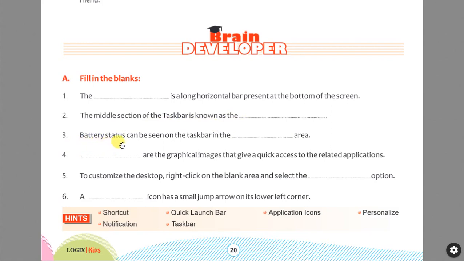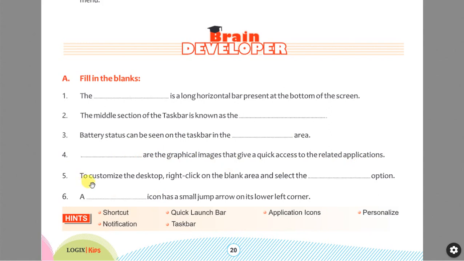Third question, battery status can be seen on the taskbar in the dash area. Answer is notification area. Battery status can be seen on the taskbar in the notification area. Fourth question, dash are the graphical images that give a quick access to the related applications. Answer is application icons. Application icons are the graphical images that give a quick access to the related applications.